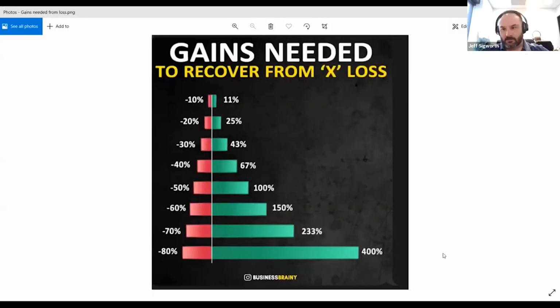I can show you guys this. Have you guys seen this one? Did I show you this one? Okay. This is how important having downside protection is. If you lose 40%, you've got to make 67% just to get back to even. You with me?